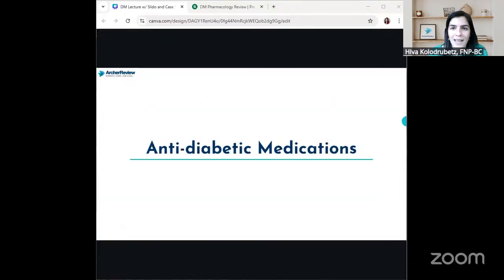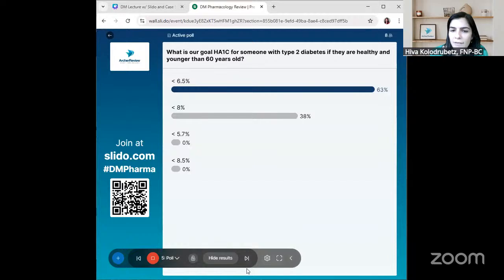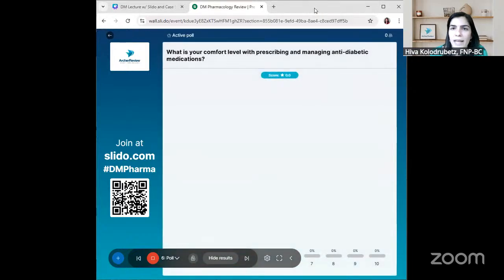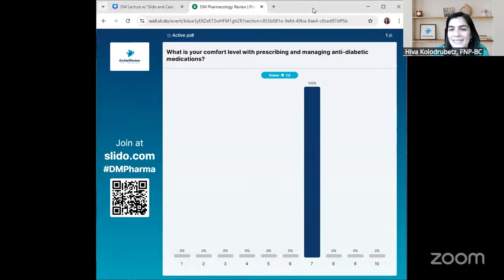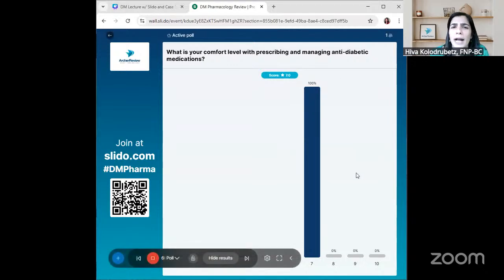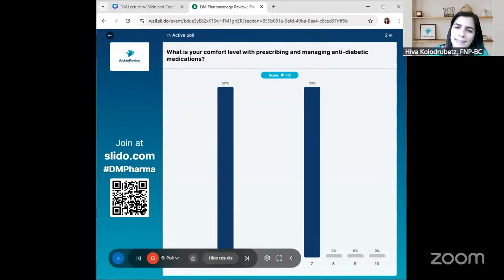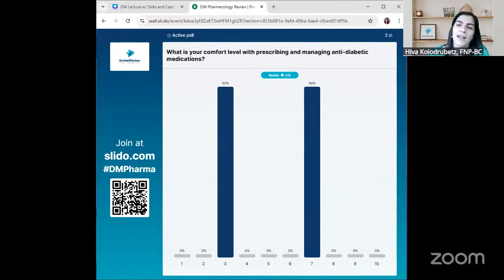Okay, so before we go into these drug classes, I'm going to launch our next poll. I want to see what everyone's comfort level is with our anti-diabetic medications. I think I used my star ratings on this one. I used to use the emojis, where it was like a crying face, and that's okay if you feel like you're in that crying face phase of your pharmacology with diabetic medications.